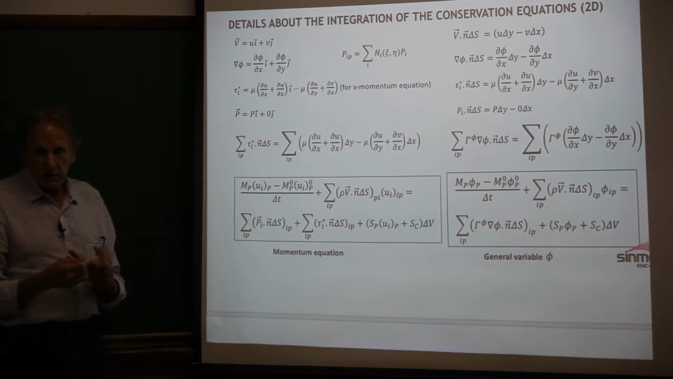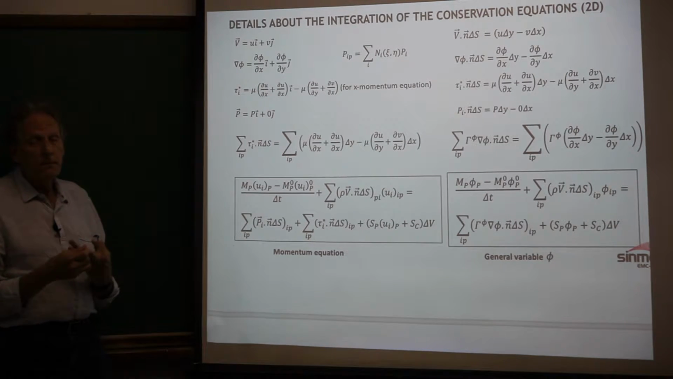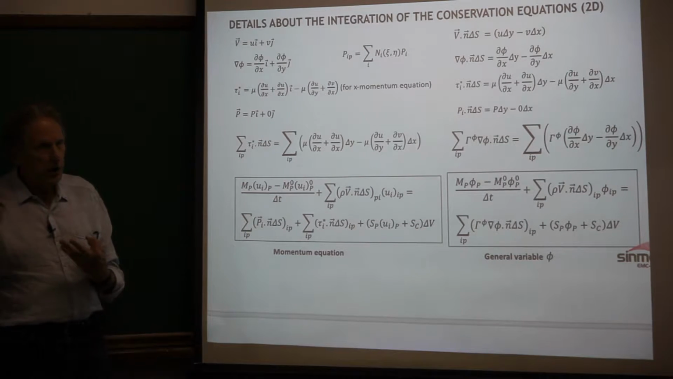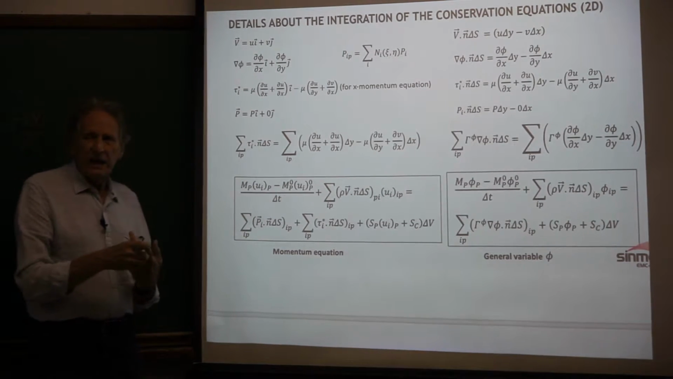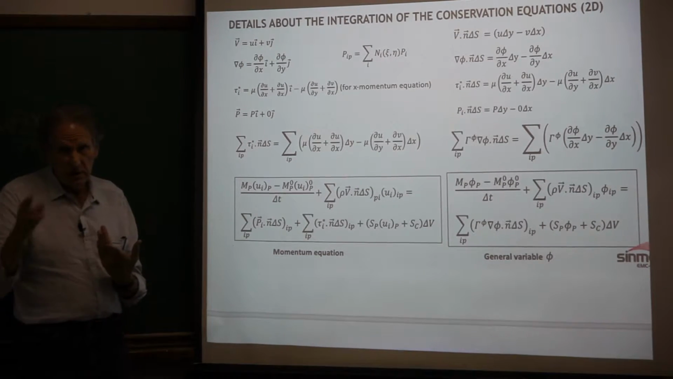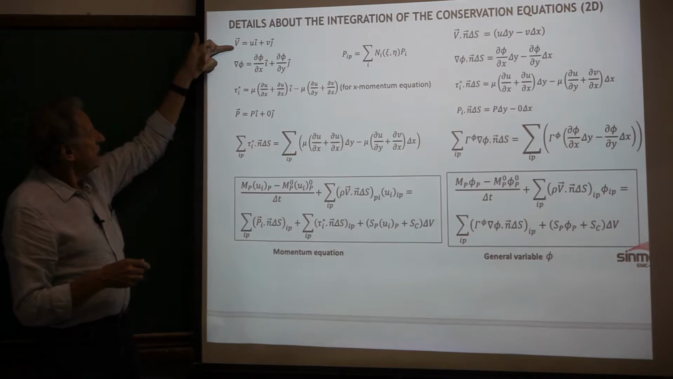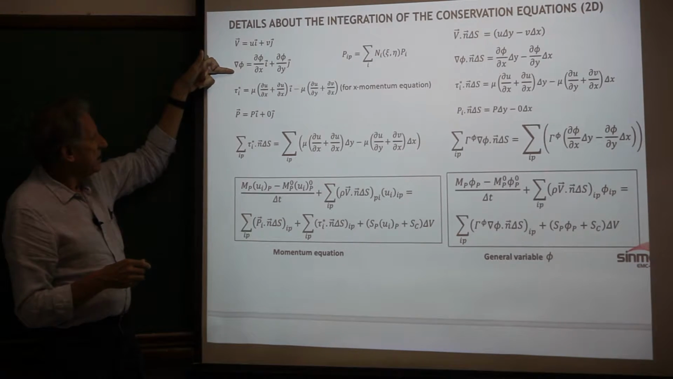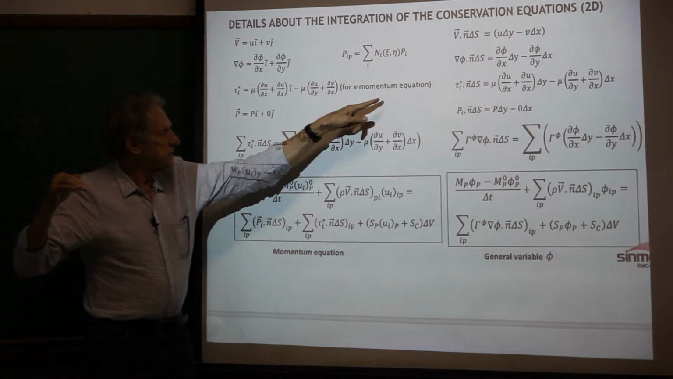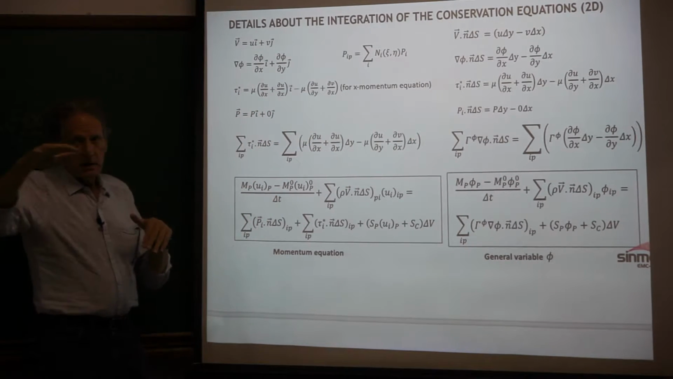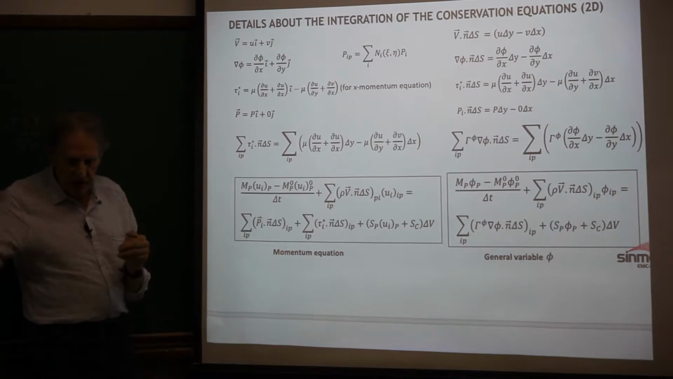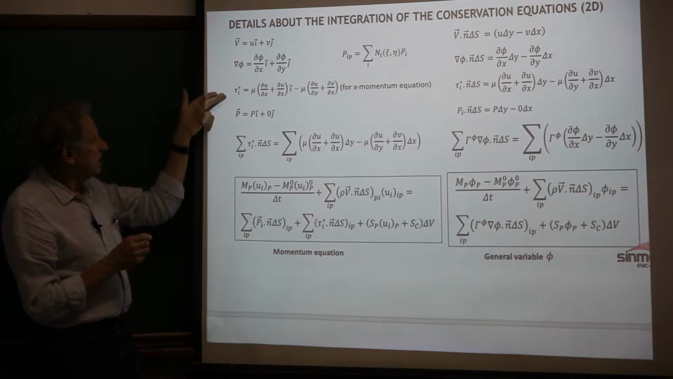Scalar product of the stress tensor and the normal, and the momentum equations. Scalar product of pressure and the normal. So velocity, gradient of phi, for the x momentum component, this is the component which appears in the x component equation.